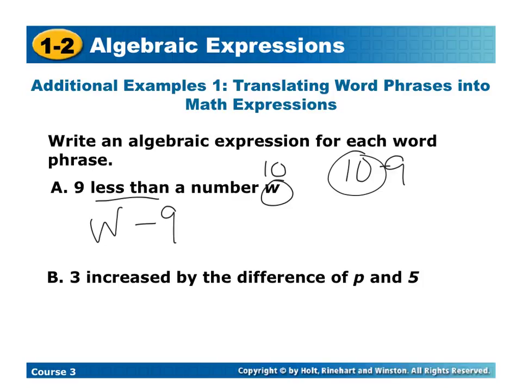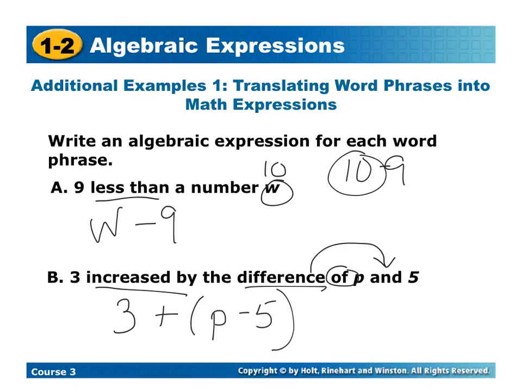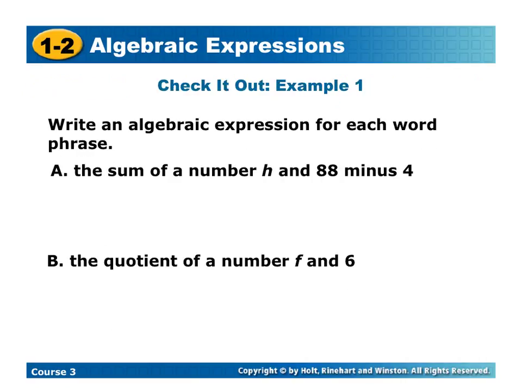Then here we have 3 increased by, so increased meaning addition, difference meaning subtraction. Now here, whenever I see of, that operation is going to go where the and is. So it's 3 increased by the difference, the answer to p minus 5. And notice I put parentheses around it because the addition was indicating that we should do the difference first because it's 3 increased by the difference, or the answer to the subtraction problem. So why don't you go ahead and pause the video and see if you can do these 2 on your own.